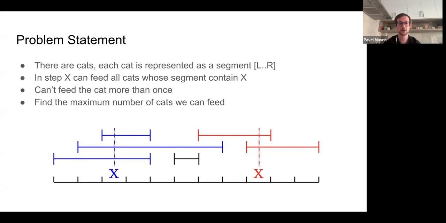In some steps, I can feed cats. What will happen is that I will feed all the cats whose segment contains my step. I cannot feed them partially. I can only feed all the cats that are present now. The restriction is that I cannot feed the same cat twice. I need to feed some cats, but I cannot feed the same cat multiple times. The question is to find the maximal number of cats I can feed in this model. For example, in this picture, I have these 2 positions when I feed the cats. The first time I feed these 3 cats marked blue, and the second time I feed these 2 cats marked red.